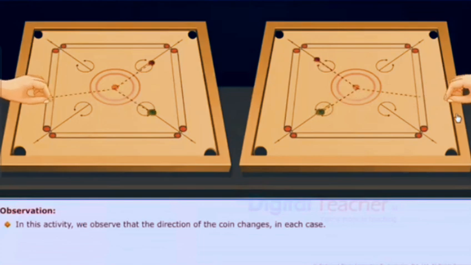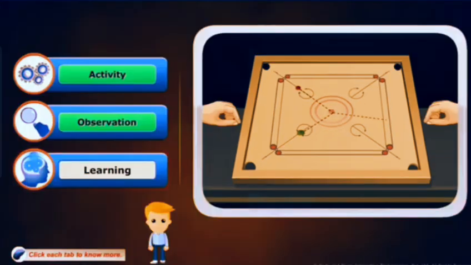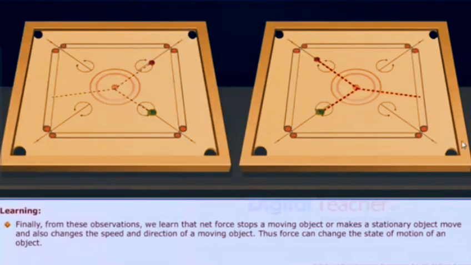In this activity, we observe that the direction of the coin changes in each case. Similarly, we also observe that while hitting the coin with the striker, not only does the coin change its direction, but the striker changes its direction too. Finally, from these observations, we learn that net force stops a moving object or makes a stationary object move and also changes the speed and direction of a moving object. Thus, force can change the state of motion of an object.